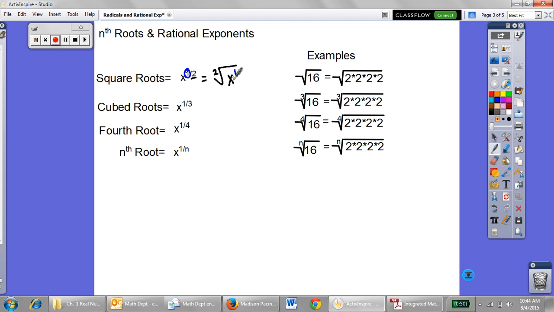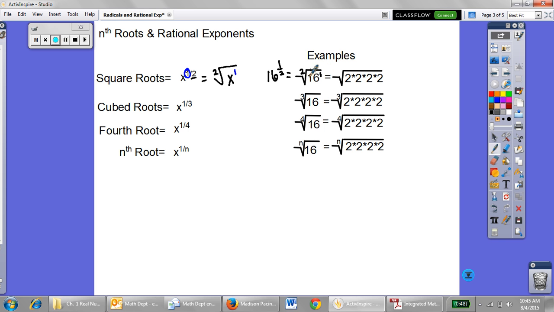So looking at an example with the number 16, we want to take the square root of 16. This is also written as 16 to the 1/2, which we rewrite as the square root of 16. Notice that there's a 2 because we assume it's square root. 16 is to the power of 1, so we don't need to write that, but really there is a 1 here.